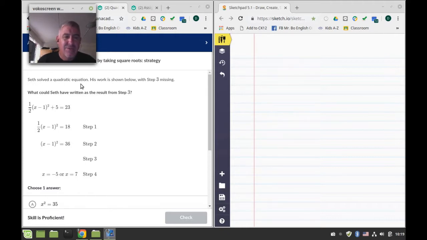Seth solved a quadratic equation. His work is shown below with step 3 missing. What could Seth have written as the result from step 3? So we're going to solve this problem for x, and then we're going to find out what step 3 is. We're going to check that step 1 is the same, check that step 2 is the same, and for step 3 we're going to see what we could do here. So we're getting a little bit more difficult than we've been up to this point.